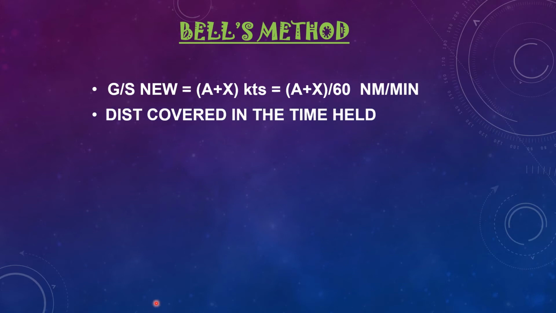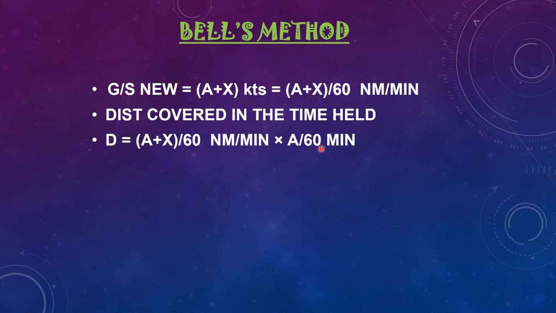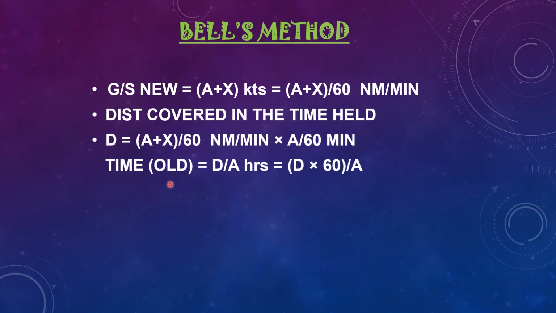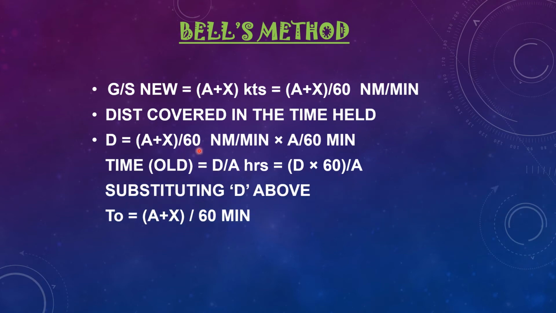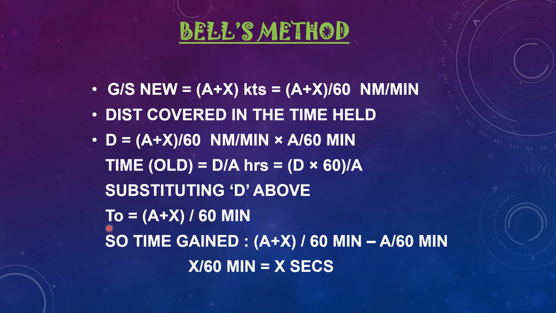Also, the distance covered with this new speed will be equal to the new speed into new time. This value of d will be constant even if we fly with the old speed. Hence, the old time can be calculated as d by a hours or d by a into 60 minutes. Substituting the value of d from above, we get old time as a plus x by 60 minutes, and the difference of old time and new time will be the time gained, which comes out to be x by 60 minutes or x seconds, which was exactly what we wanted.